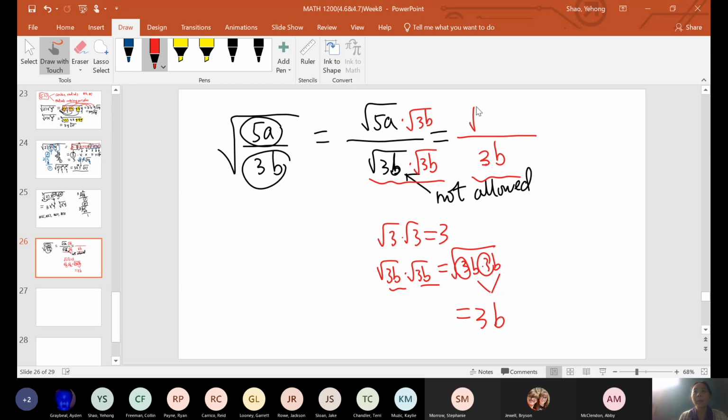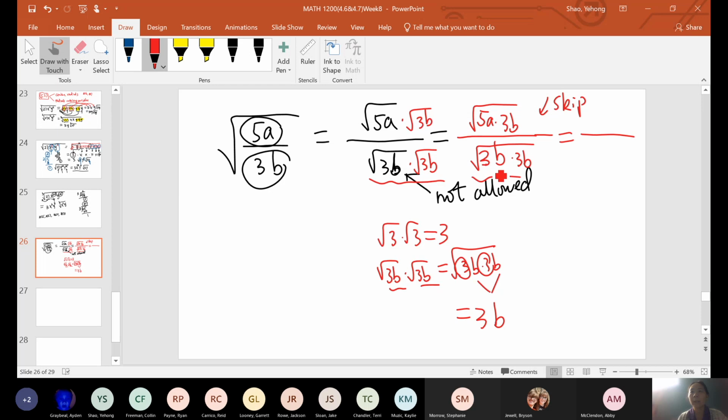At the top, we multiply them out the same way. So we're going to do 5a times 3b. Maybe I should not skip this step. When you do the homework, you can skip this step, but I'm going to show you how I got that.